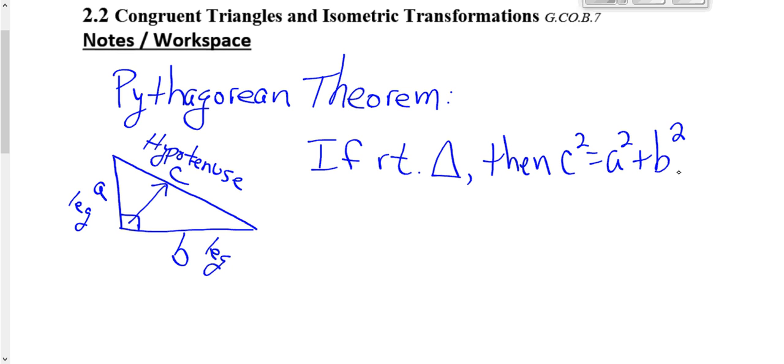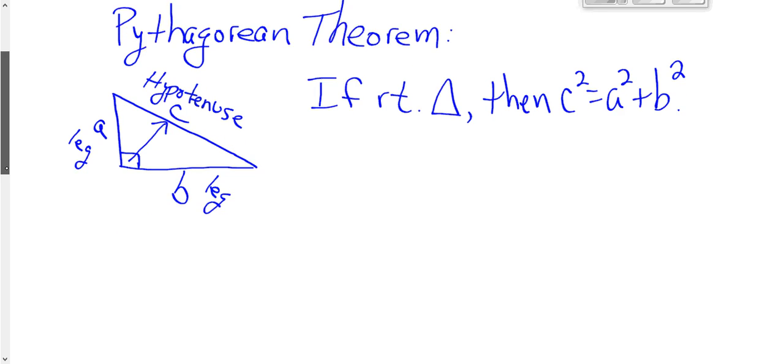Okay? You're probably used to seeing it as a squared plus b squared equals c squared, right? Does it make any difference? Because you can switch equal signs around, it doesn't really matter. But putting it this way is going to be more useful for us. We'll use it the other way sometimes, but it's going to be more useful for us to put it this way. So let's just do a quick example.